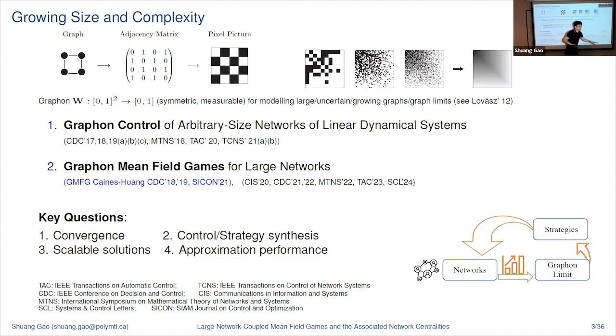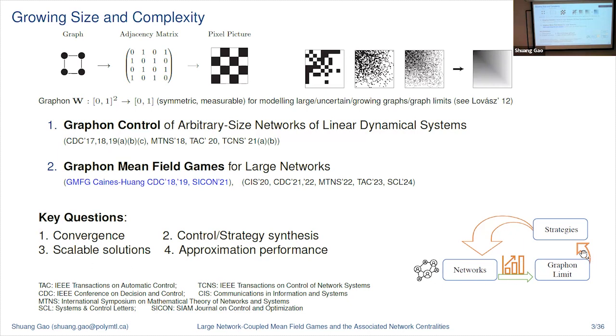So we look for an approximate solution. The approximate solution we generate by looking at the graphon limit. Use the graphon limit, generate a strategy, and then apply that strategy to the finite network. So for this methodology to work, we need to answer the following questions. The first question is the convergence. What do we mean by the finite network converge to a graphon limit?